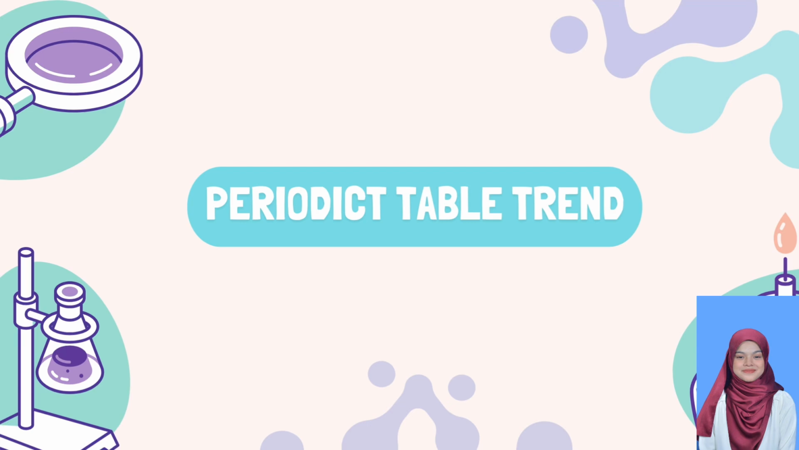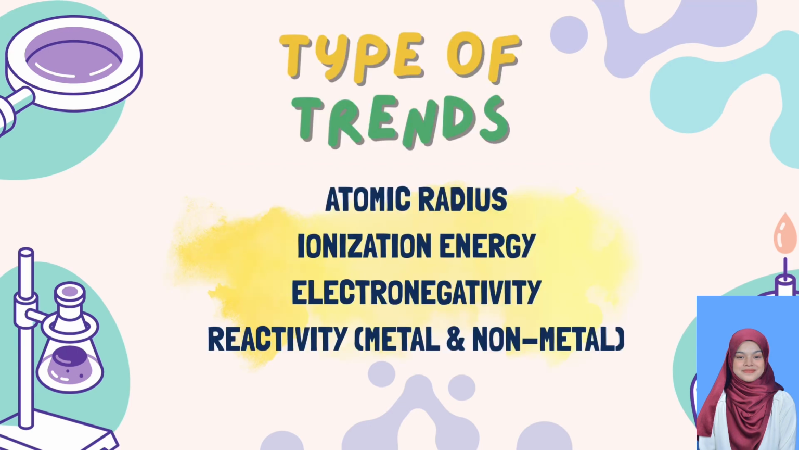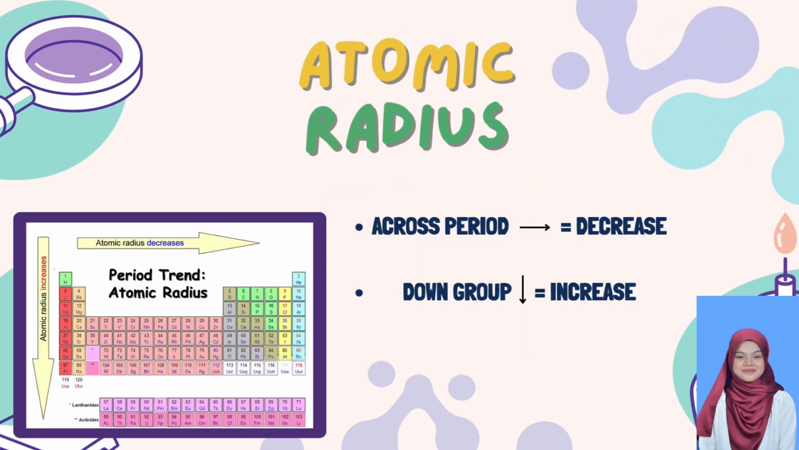Periodic table trends. Basically, how different properties change when you move across the periodic table or down a group. Sounds complicated, but actually it's just a pattern. Types of trends. There are a few main trends we always study: atomic radius, ionization energy, electronegativity, and reactivity for metals and nonmetals.